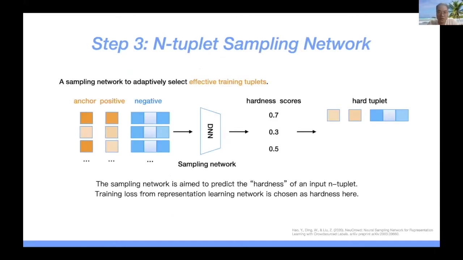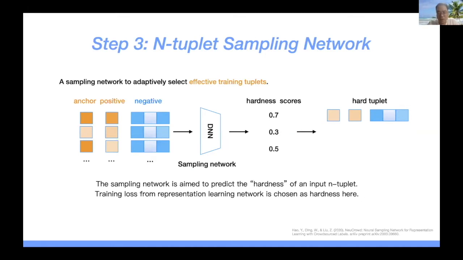And the final step of this framework is the sampling network. Different from the hard example mining strategy I introduced before, we introduce a sampling network to help us select the hard examples. So we define hardness as follows: for any group, if its contribution to the loss function is large, we think this is a hard group.